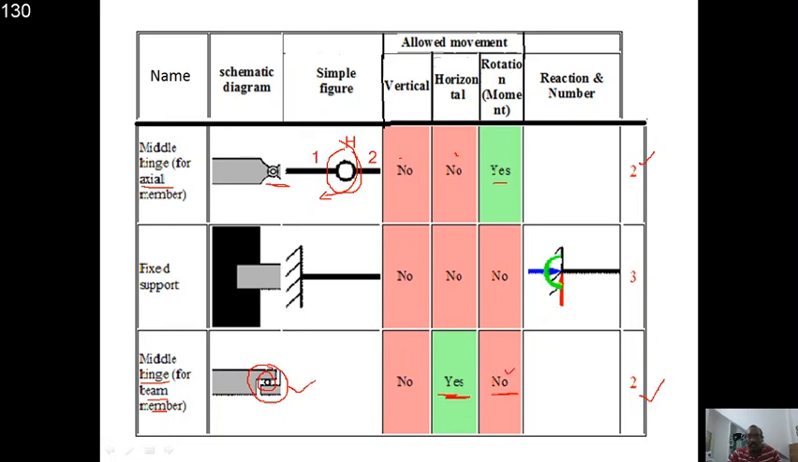It has the resistance against the rotation, but its original horizontal movement has gone away, right? So it is not going to resist horizontal movement in this arrangement. So please understand that there are two variations of the hinge arrangement: one for the axial member and another for the beam member.